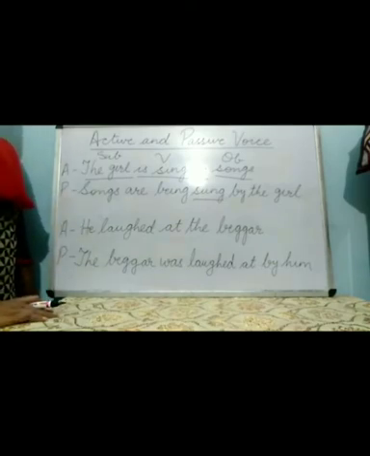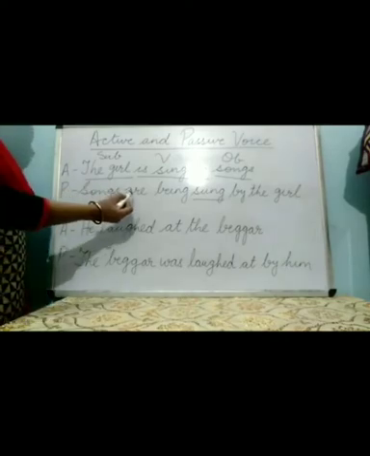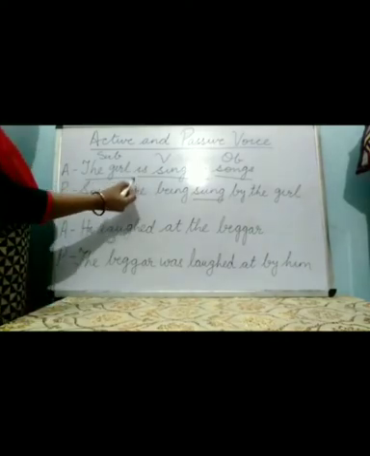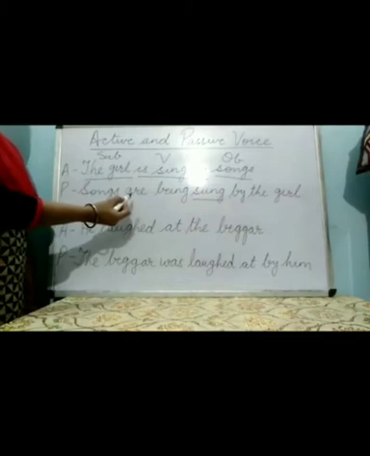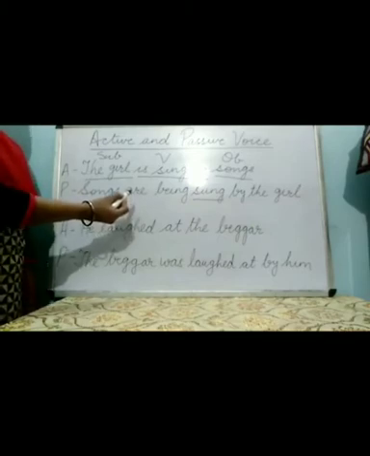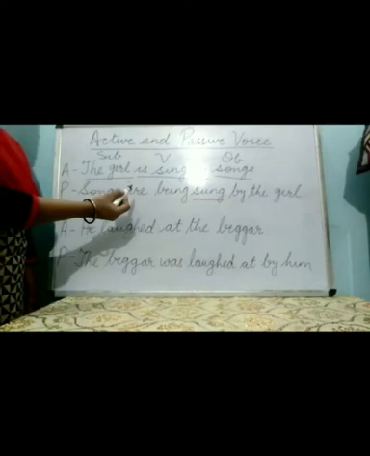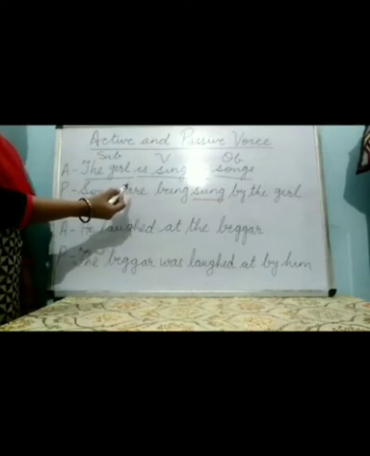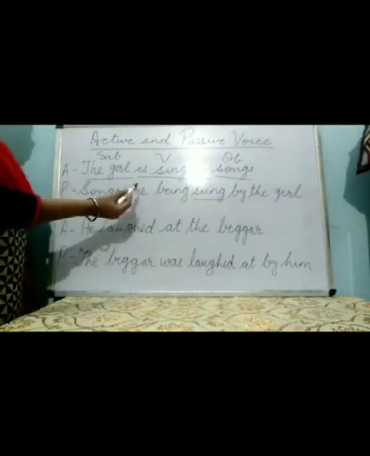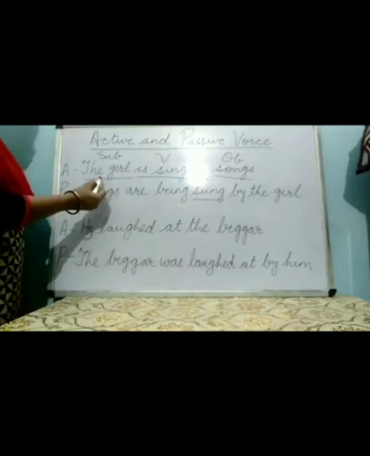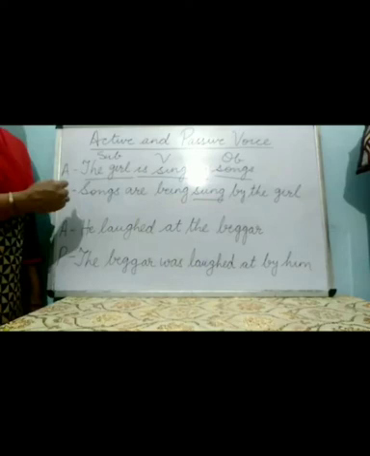Then the third main rule is that the number of the verb changes according to the number of the subject. Number of the verb means that whether singular verb is to be used or plural verb is to be used, that depends upon the number of the subject. That is, whether the subject is singular or plural.